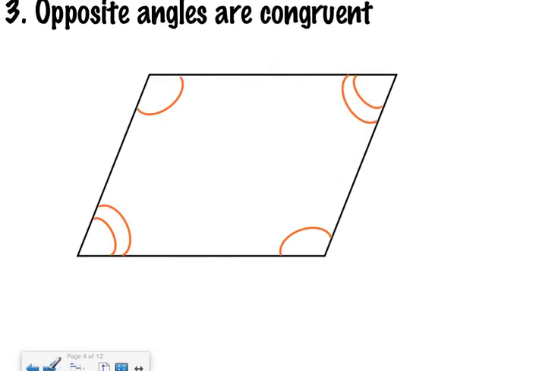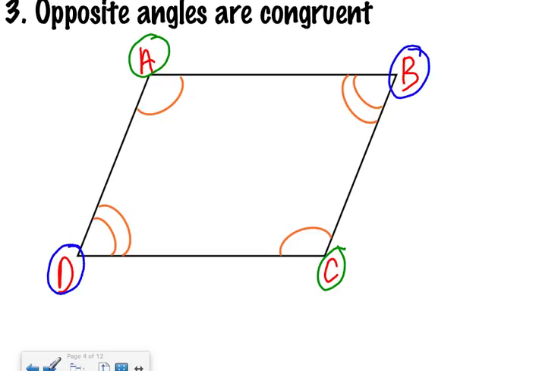Our third property is that opposite angles are congruent. Opposite meaning that they are across from each other. So if I were to label this parallelogram A, B, C, and D, I would know that angle A and angle C have the same measure, as well as angle B and angle D. So let's say this guy is 100, this guy is 100 degrees, these guys are 80. So opposite angles are congruent.